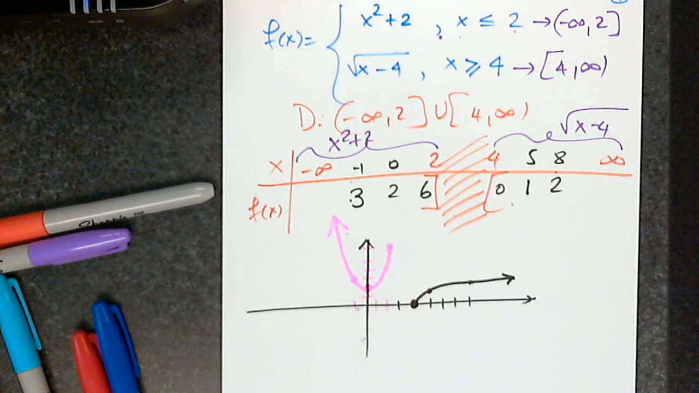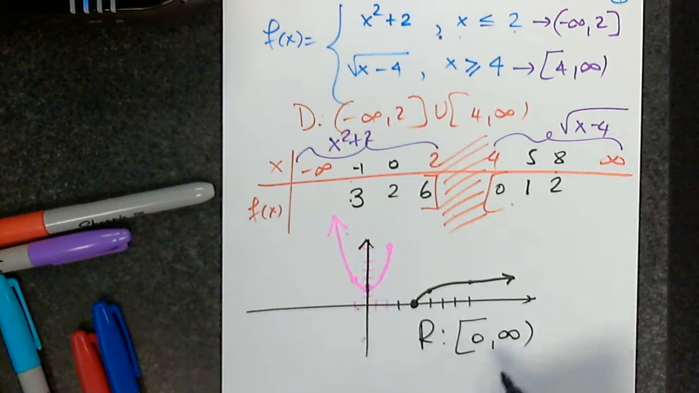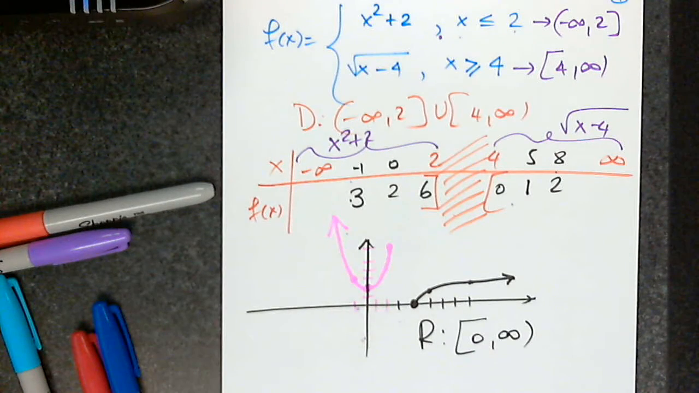This is the graph of this piecewise defined function whose domain is not all real numbers. Can anyone give us the range of this function? From 0. Very good. The range of this function is from the lowest possible y value to the largest possible y value. Very good. Very good questions.